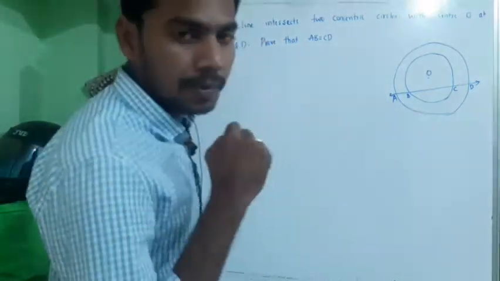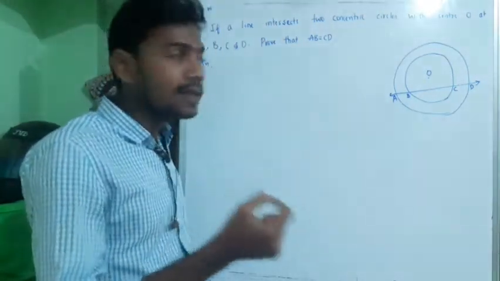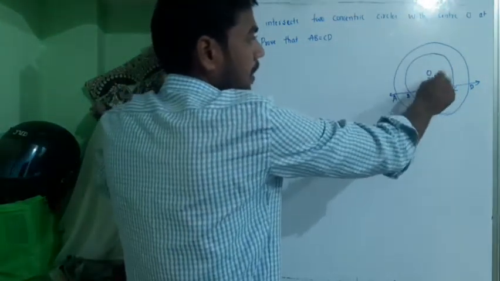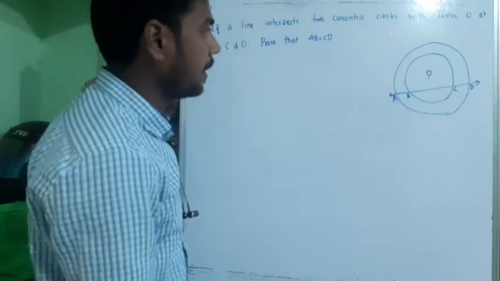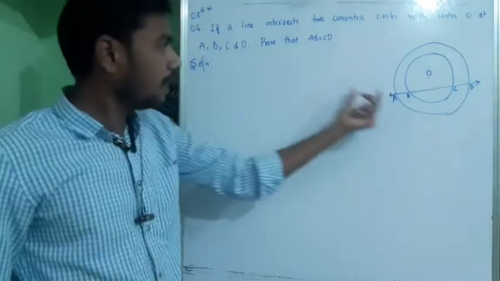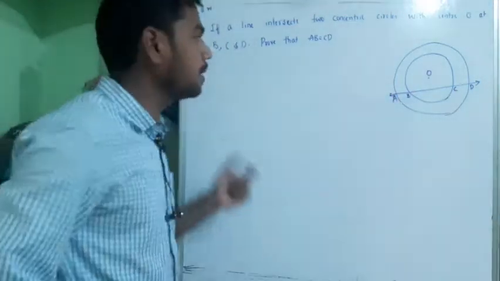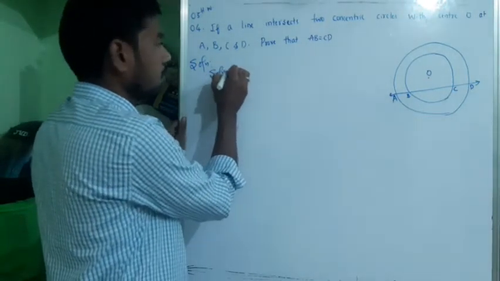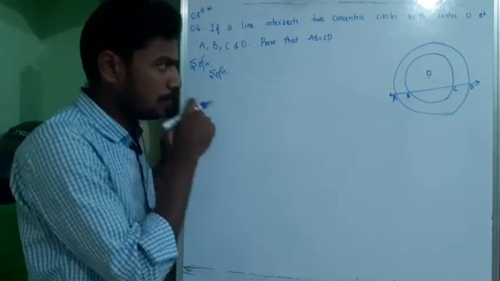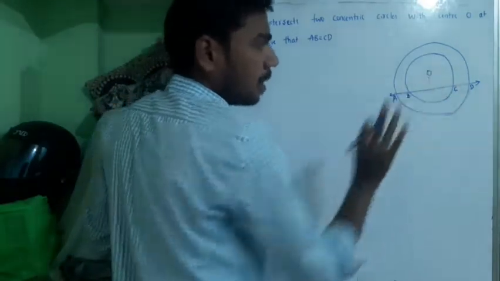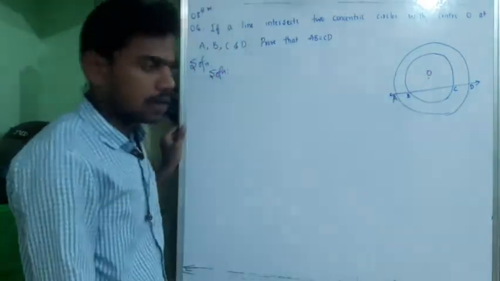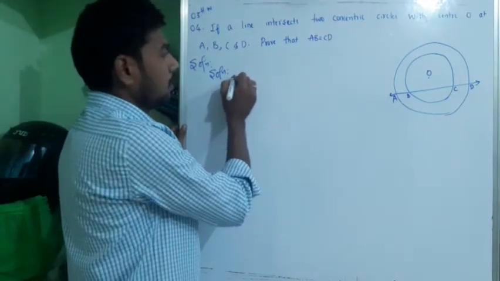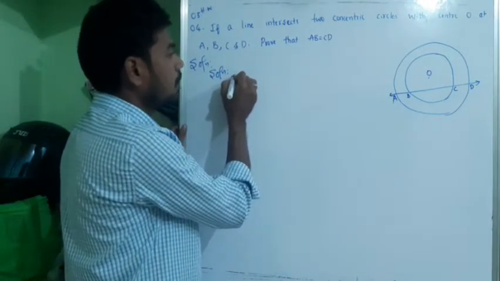See, what do you mean by concentric circles? Circles having the same center. See, there are two circles, but the center is same. Now, we need to prove AB is equal to CD. How can we prove it? See, BC is one of the chords and AD is one of the chords. Now, what we need to do?